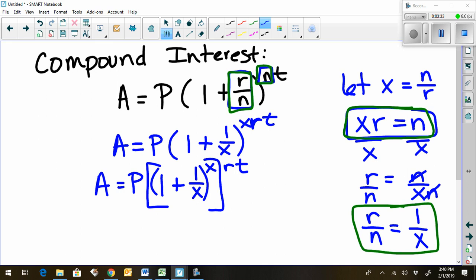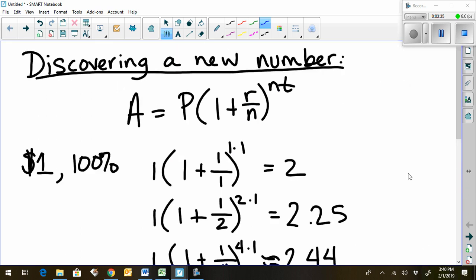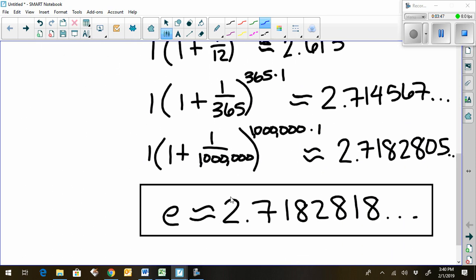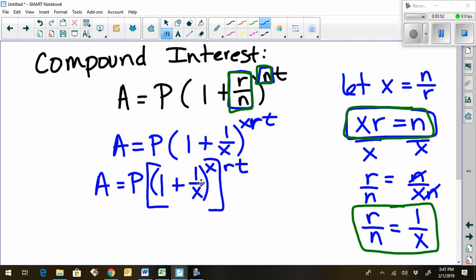Now remember, when we were solving for e, what we were doing is we were taking this denominator and this exponent, and we kept making them larger and larger and larger, right? And we ended up getting to this number of e. So what we're going to look at here is what happens if we compound something and we compound it continuously. So we could say that as n goes to infinity, then we're really meaning that x would approach infinity.